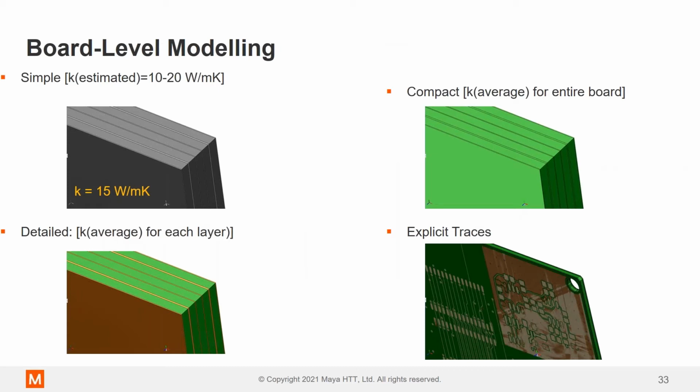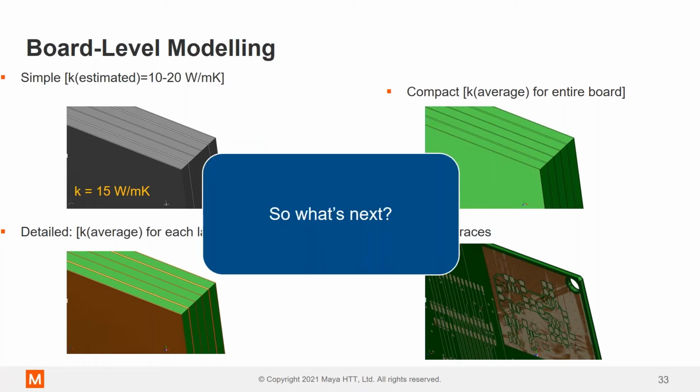Okay, so we've talked about the simple board modeling level. That's the entire PCB averaging. Then the compact, which is the layer by layer averaging. And then we've talked about explicit traces and thermal territories. So what's next? Is there anything we can do better than that? Because simple and compact require next to no mesh to resolve. Detailed and explicit traces require a lot of mesh because we're creating these very fine geometries. So is there anything in between? Next slide, please.